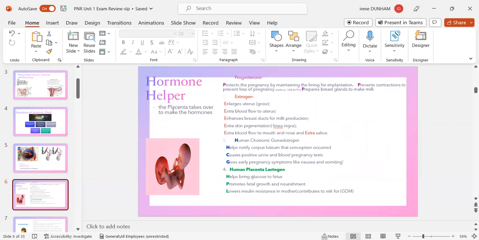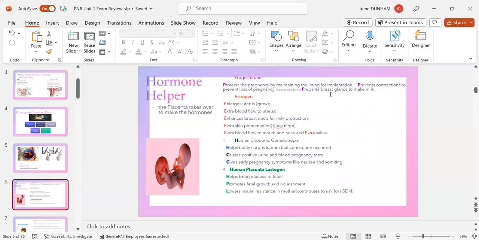All right, hormone helper. The placenta takes over to make the hormones. And here it is in a nutshell. And so here's progesterone. What is progesterone? It protects the pregnancy by maintaining the lining for implantation. Very important. I would definitely know that. And the next P, it prevents contractions to prevent pregnancy loss. So what I always say, you need progesterone to maintain the pregnancy, and that's where it comes in.